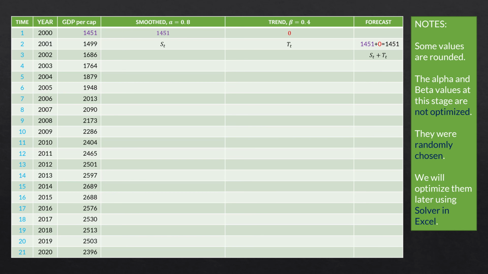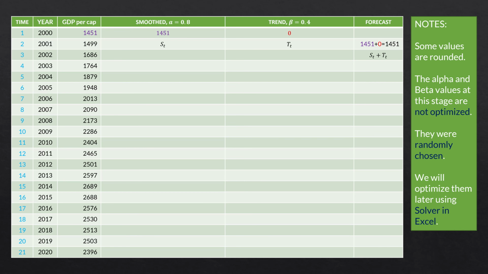Another very important thing to note here is that the alpha and beta values at this stage in this example are not yet optimized. We chose them at random. So we picked a smooth constant of alpha equals 0.8 and a trend smoothing constant of beta equals 0.4. I just picked those numbers because they looked cool. There's no other reason. We could have picked any other two numbers. Could have picked 0.5 and 0.5. Doesn't matter. So right now, this is just based on initial values for this iteration. Later, we will optimize these numbers using Solver in Excel. But for now, we just pick them and we'll get started.